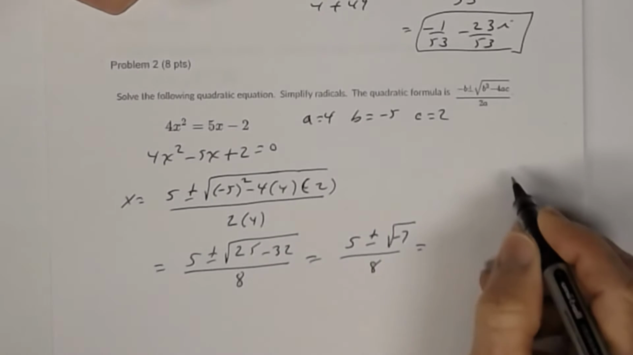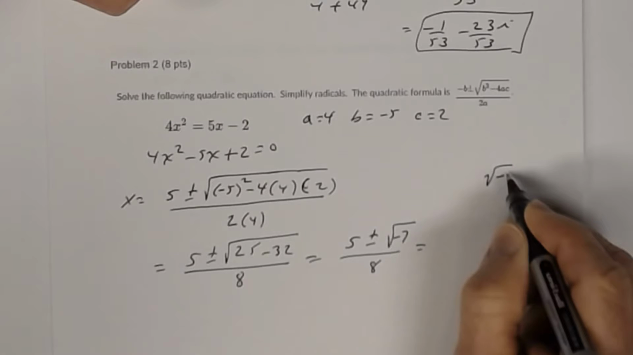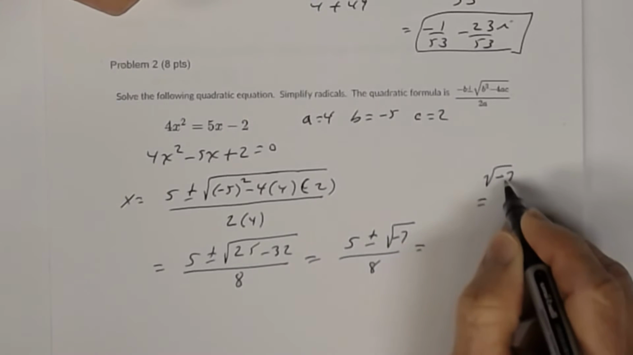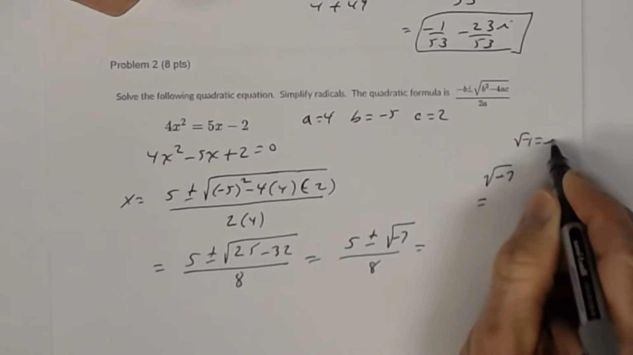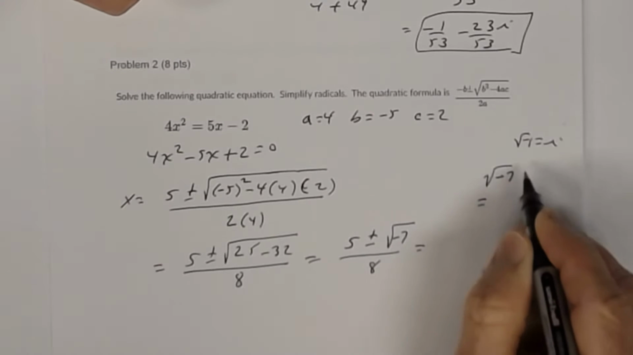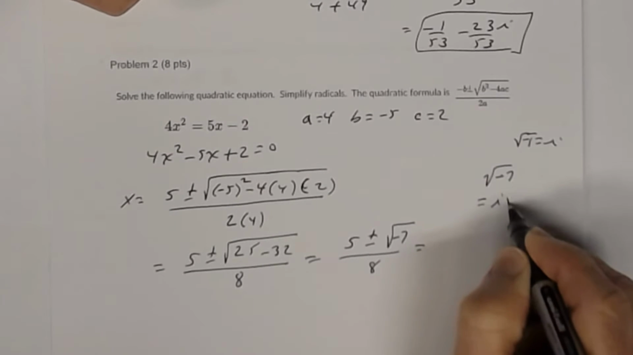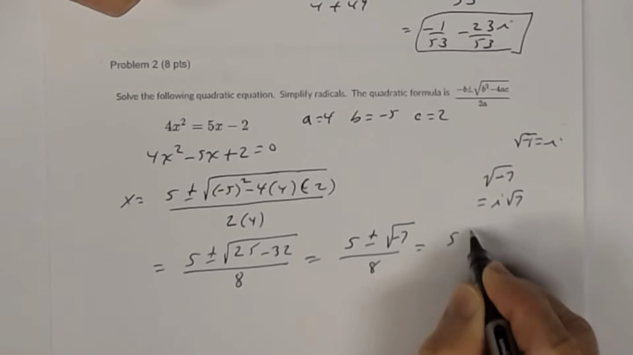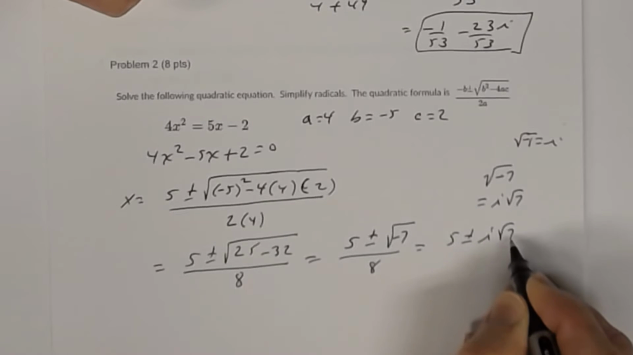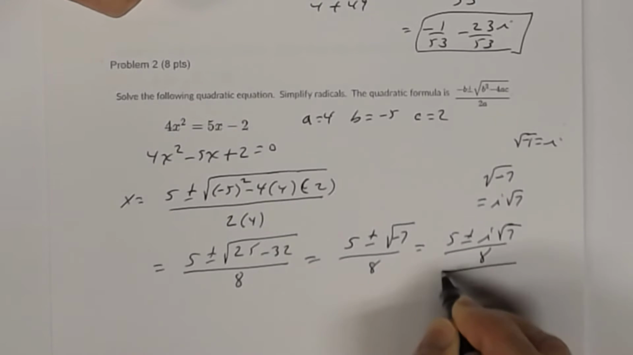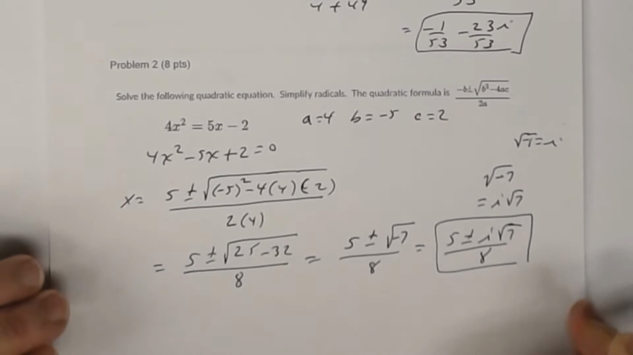Now you have to remember that the square root of a negative 7 is, remember the square root of a negative 1 is defined to be i. So you're going to rewrite the square root of a negative 7 as i square root of 7. So this becomes 5 plus or minus i square root of 7 divided by 8. All right, so that's number 2.